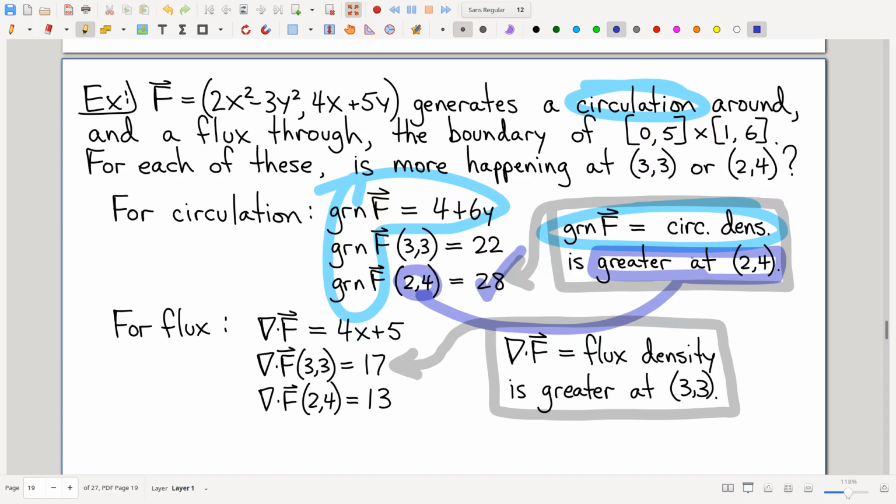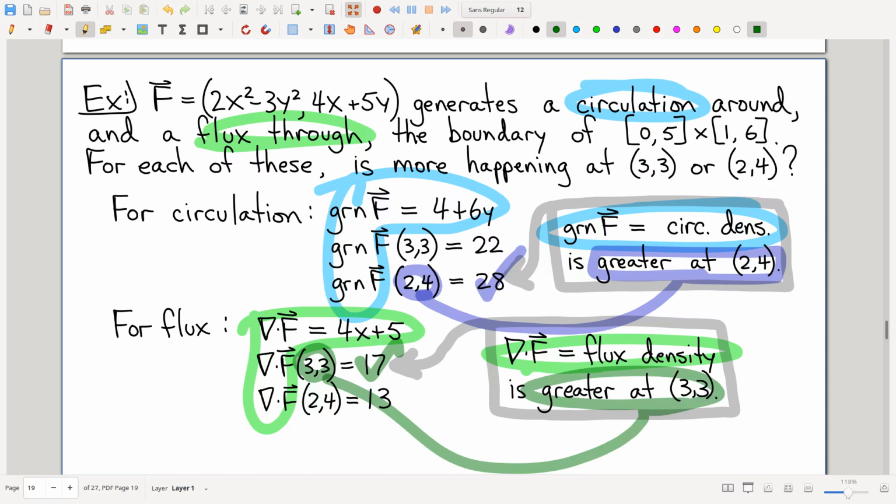Likewise, to the extent that you're interested in flux, we're going to look at the flux density, aka divergence. You look at your flux density, see where it's the biggest. And the flux density is biggest at that point, as you see there from the arithmetic. And so that point is where more, as opposed to the other point, more of the flux is coming from. Again, the density gives it away.